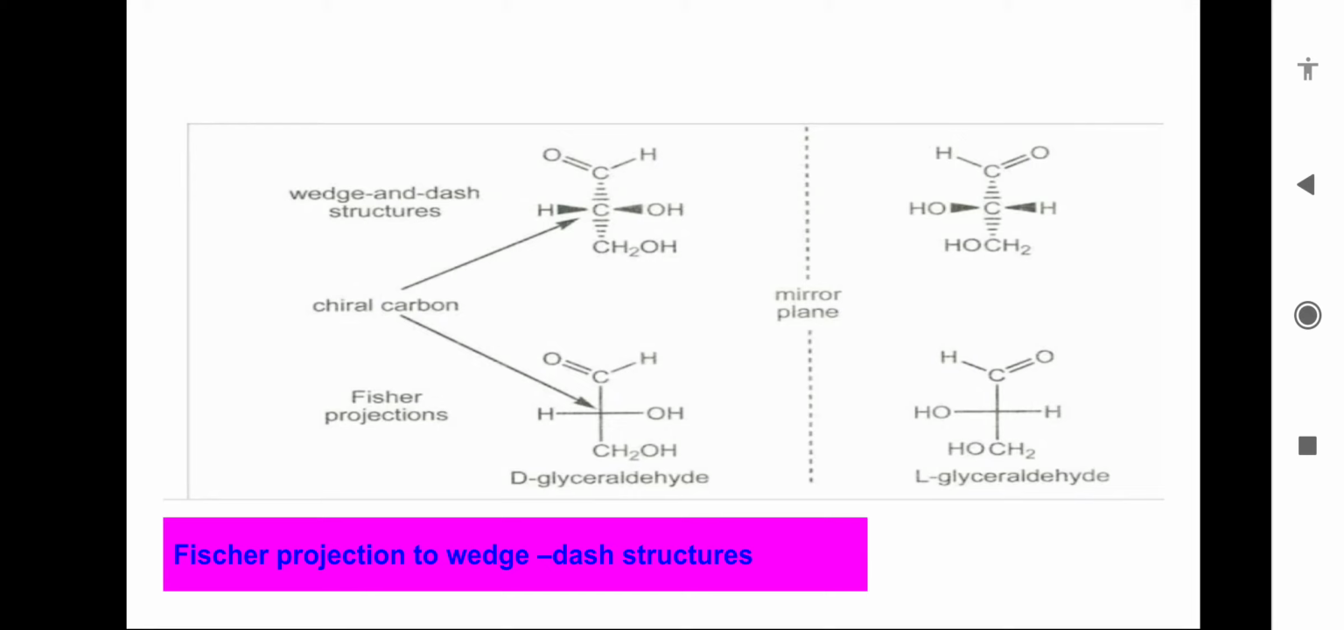That means the horizontal line groups are kept on wedges, the vertical line groups are kept on dashes.